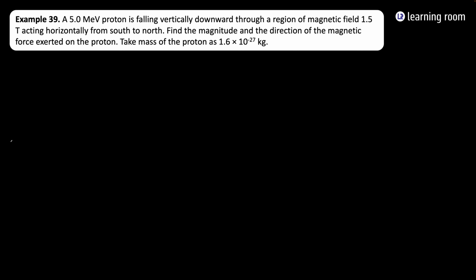So there is a 5 mega electron volt proton, which is falling vertically downward through a region of magnetic field 1.5 Tesla, acting horizontally from south to north. So again, in this question, what is the hint they have given? Acting horizontally, meaning a table. We have solved many problems based on considering the horizontal, a table. So it's the same logic. Find the magnitude and direction of the magnetic force exerted on the proton. Take the mass of the proton to be 1.6 into 10 power minus 27 kilogram. Try that out.